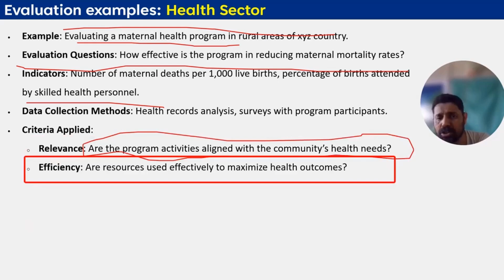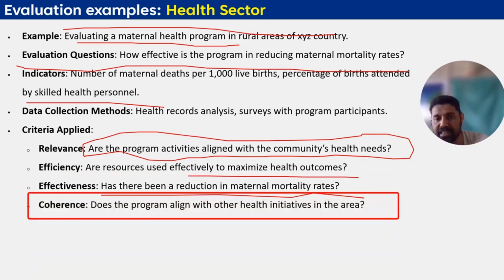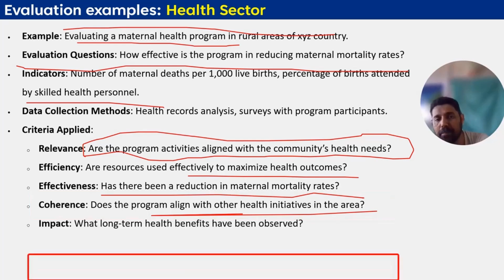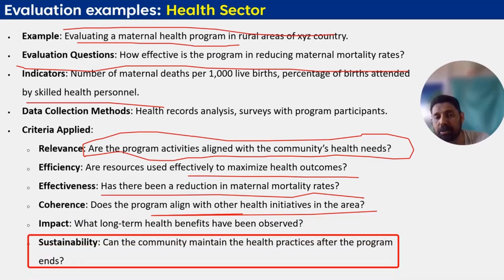Efficiency: are resources used effectively to maximize health outcomes? Effectiveness: has there been a reduction in the maternal mortality rate? You have completed the project, so is there any reduction now? For example, if there was one death per 1000 live births, what is the status now? Coherence: does the program align with other health initiatives in the area? If the health department or other NGOs are conducting some activities in that area, are these activities aligned with those? Impact: what long-term health benefits have been observed? And similarly, can the community maintain the health practices after the project ends?